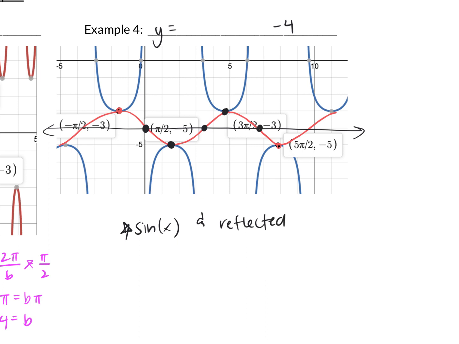The reflected piece tells me we're going to have a negative in front. The sine piece tells me, well, what's the reciprocal of sine? That's the function it's going to be. The reciprocal of sine is cosecant. So this is negative cosecant of x.